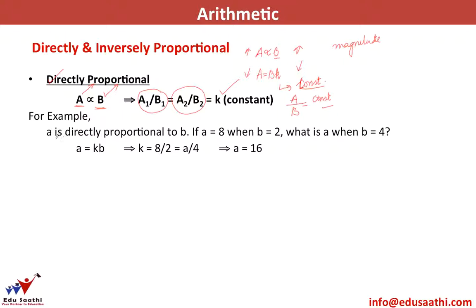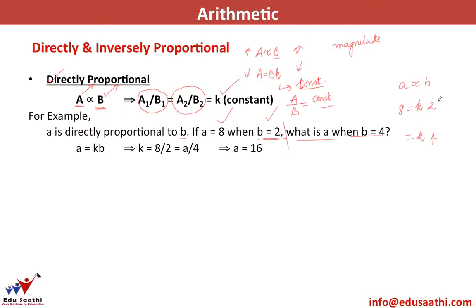Let's look at an example. A is directly proportional to B. So I would say A is directly affected by B. If A is equal to 8 when B is equal to 2. When B was 2, A was 8. So I'll just put it in an equation, so I'll get the value of K. The question is, what is A when B is 4? So when B is 4, the value of A is what you have to find out.